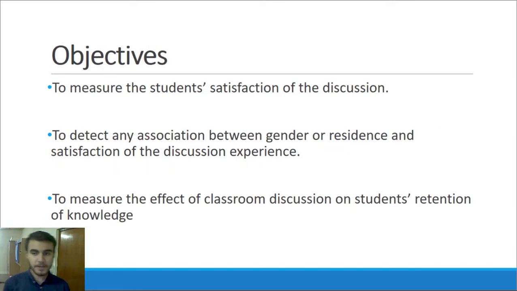The objectives of our research included measuring the students' satisfaction with the discussion. So for the experimental group that underwent discussion, we measured their satisfaction level to detect any association between gender or residence and the satisfaction of the students. And this yielded some interesting findings. And the main objective was to measure the effect of classroom discussion on the students' retention of the knowledge that they learned in the lecture.